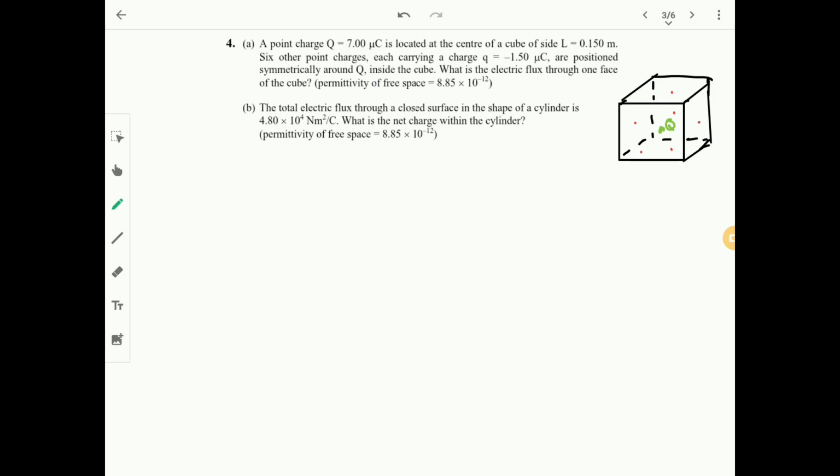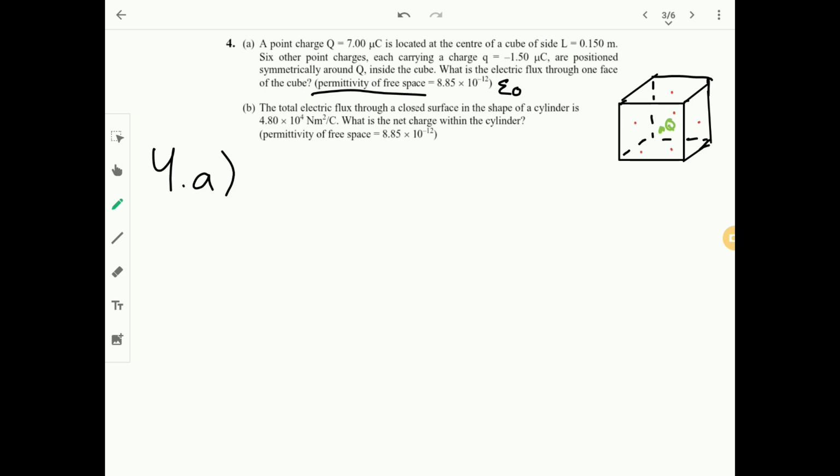Number 4, part A. A point charge Q, 7 microcoulombs, is located at the center of a cube of side L of 0.150 meters. 6 other point charges, each having a charge Q equals -1.5 microcoulombs, are positioned symmetrically about Q in the cube. What is the electric flux through one face of the cube? And they've given us the permittivity of free space, which is nothing but epsilon 0.